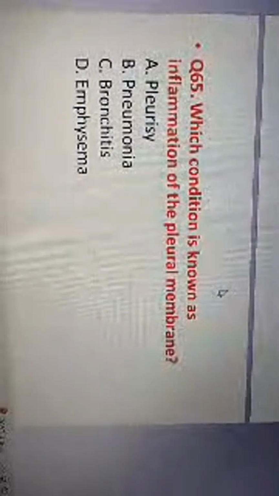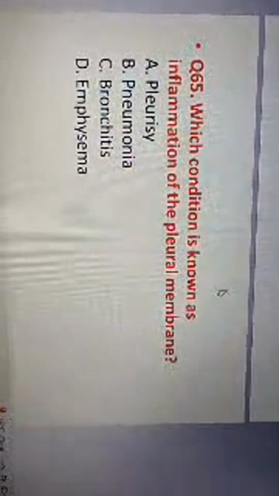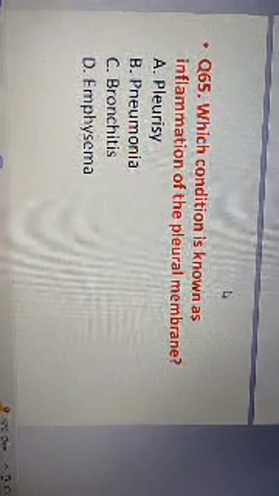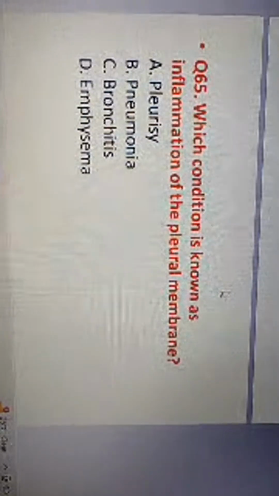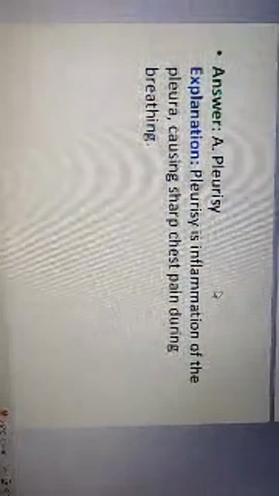The next question, which condition is known as inflammation of the pleural membrane? Option A pleurisy, option B pneumonia, option C bronchitis, option D emphysema. The correct answer is option A pleurisy. Pleurisy is the inflammation of the pleura causing sharp chest pain during breathing.